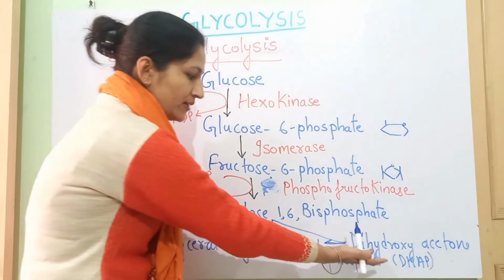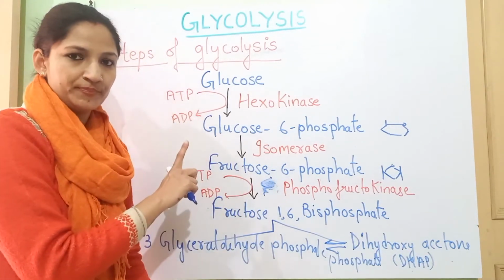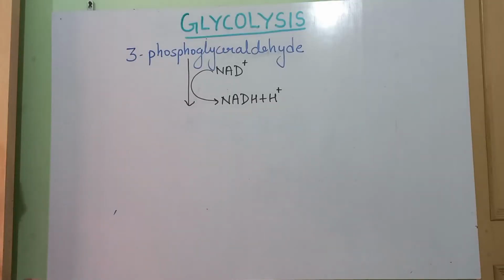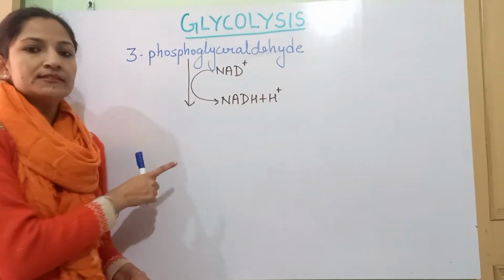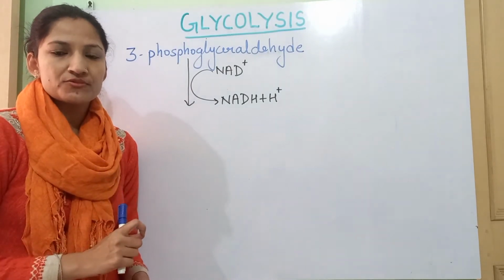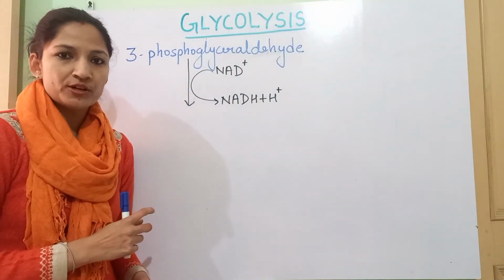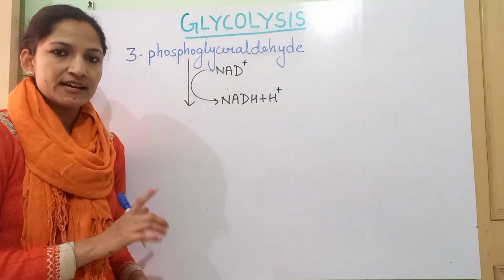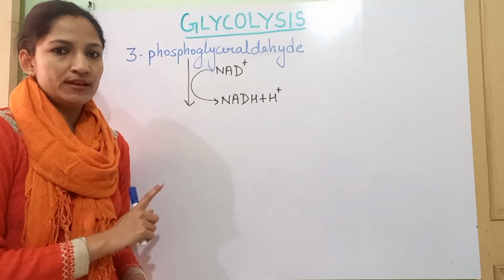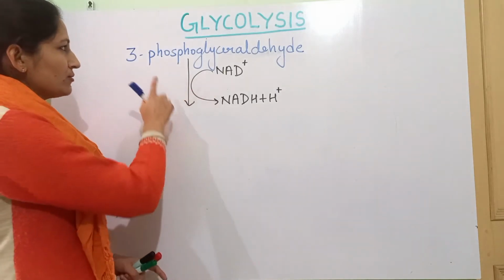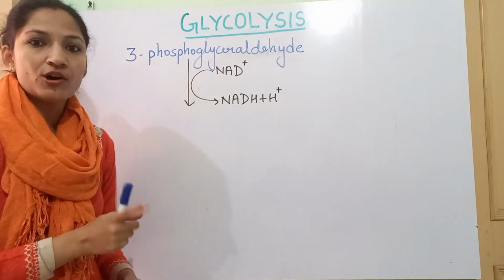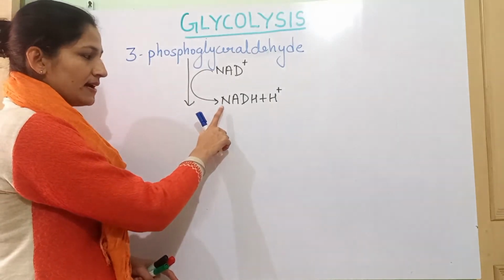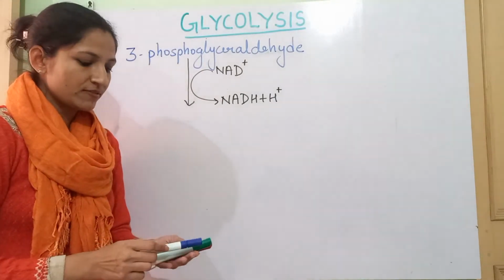Either we can continue with this, or we can continue with that, so we'll be taking one. So when we continue with the further steps, we'll be taking 2 molecules. Now when the fructose 1,6 bisphosphate splits into 2 different molecules, one is DHAP and one is 3 phosphoglyceraldehyde. As I have told you, we are going to continue with one out of these 2. So 3 phosphoglyceraldehyde now gets oxidized by NAD plus coenzyme, and as a result NADH plus H positive is formed.